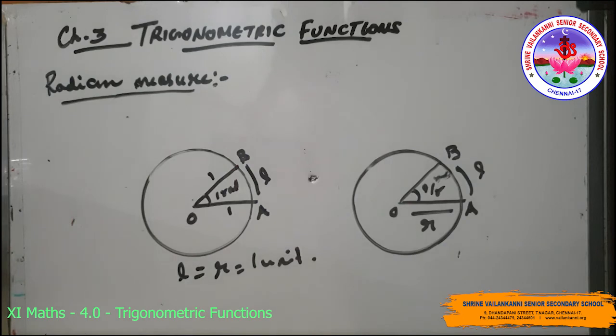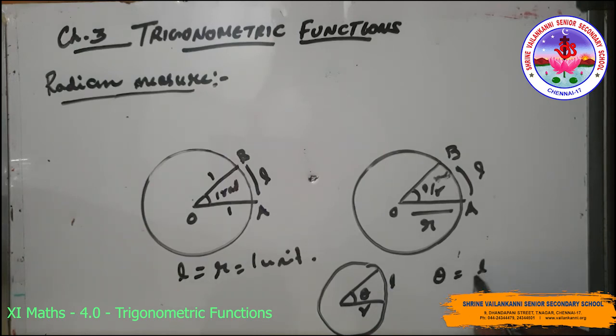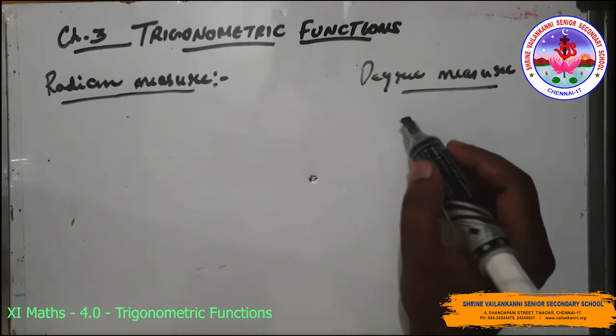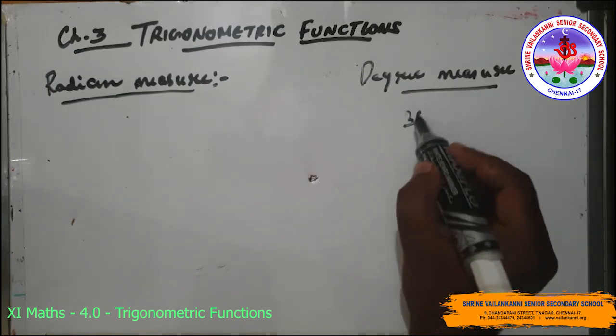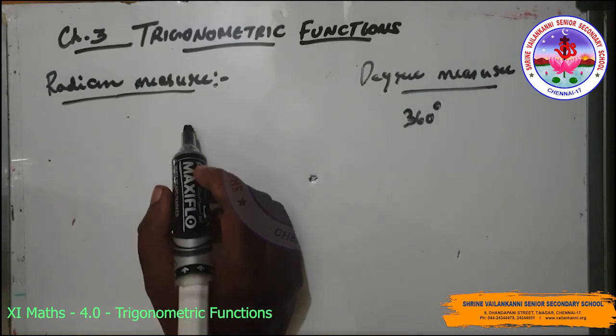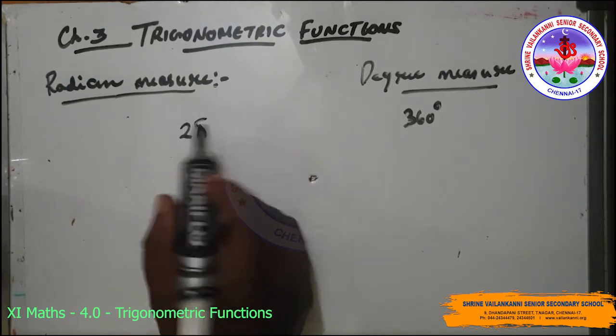Thus, if in a circle of radius r an arc of length L subtends an angle theta, then we have theta equal to L by r, or L equal to r theta. So the length of the arc is equal to r into theta. One complete revolution makes 360 degrees, and one complete revolution of a unit circle gives 2 pi radians.